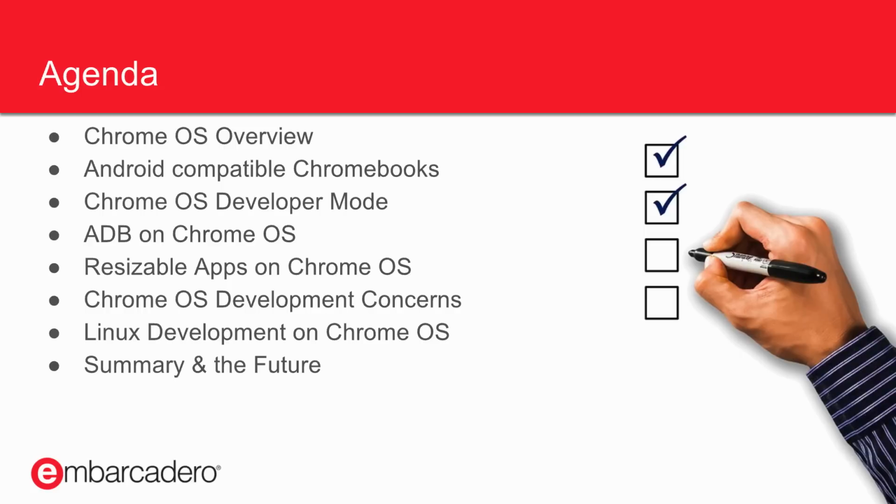Here's our agenda. We're going to look at an overview of Chrome OS and then talk about some of the Android compatible Chromebooks. Not all of them are Android compatible. And then look at how to put those Chromebooks, Chrome OS, into developer mode, install and connect to ADB, and then with your Delphi apps, create resizable apps on Chrome OS, and also look at some of the OS development concerns that you might have. And then we'll also look at how to install Linux on Chrome OS or enable Chrome OS for Linux development. Finally, we'll finish up with a summary and a look to the future.